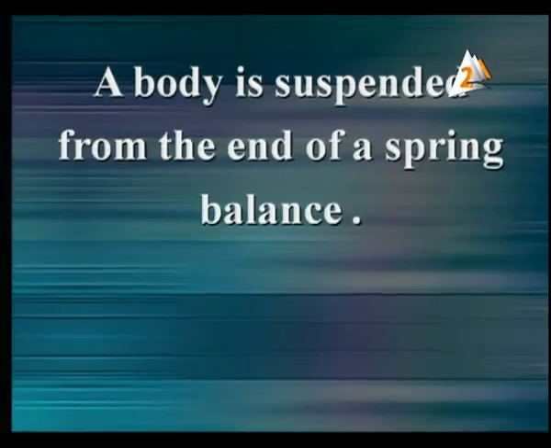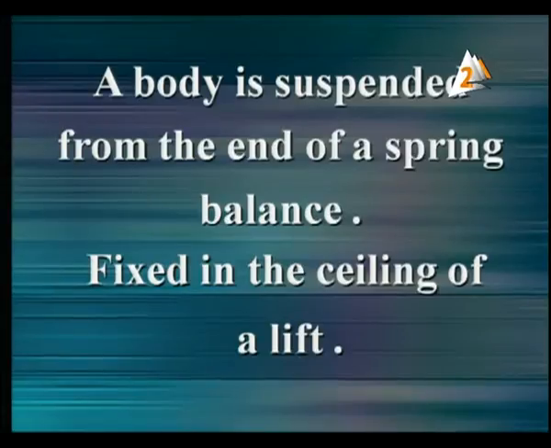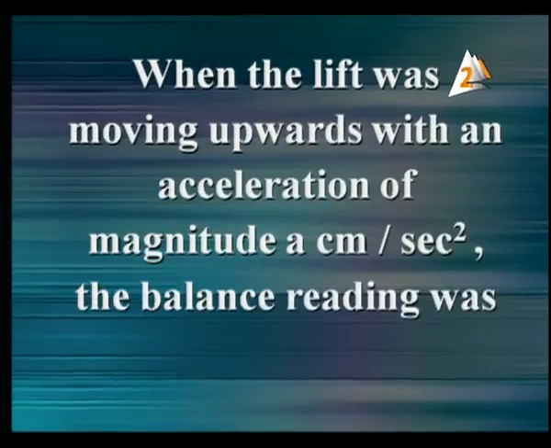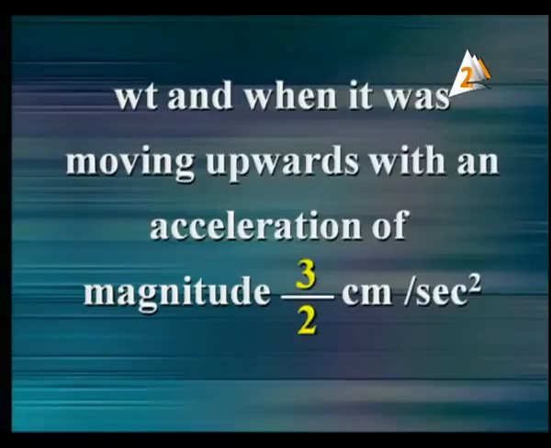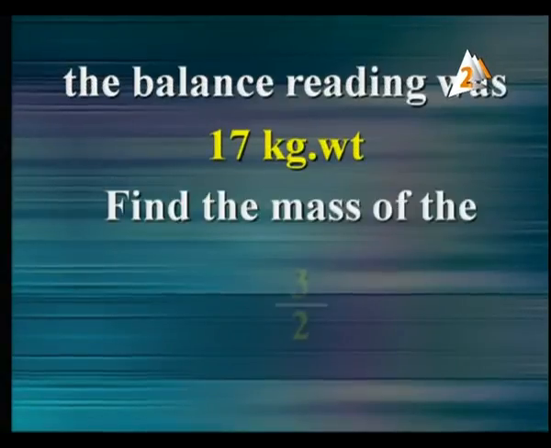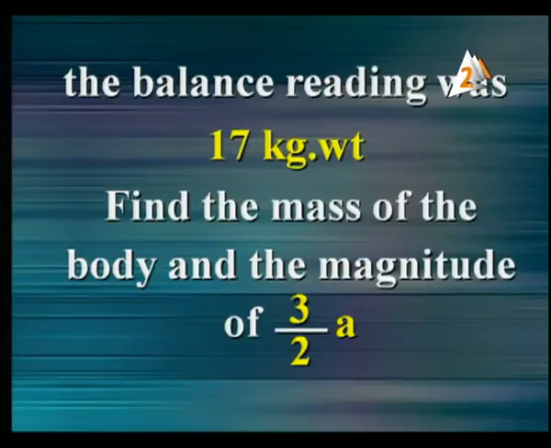A body is suspended from the end of a spring balance fixed in the ceiling of a lift. When the lift was moving upwards with an acceleration of magnitude A centimeter per second square, the balance reading was 18 kilogram weight. And when it is moving upwards with an acceleration of magnitude 3 over 2 A centimeter per second square, the balance reading was 17 kilogram weight. Find the mass of the body and the magnitude of A. Also, find the balance reading when the lift is descending with a uniform retardation of magnitude 3 over 2 A.